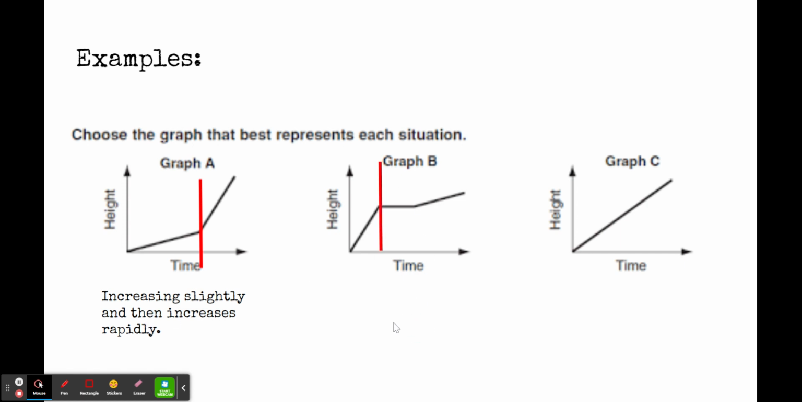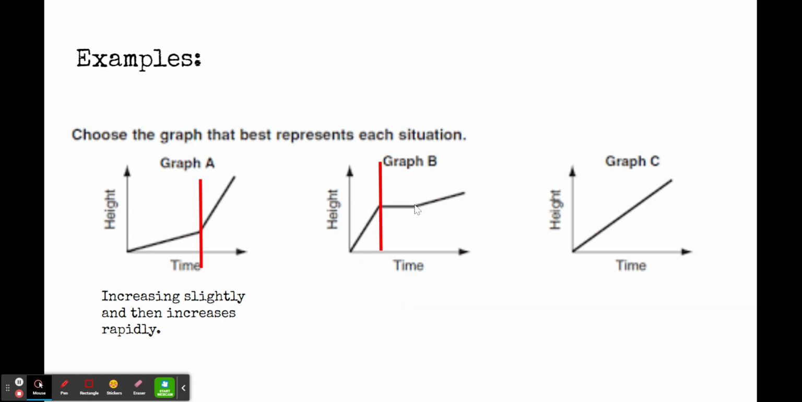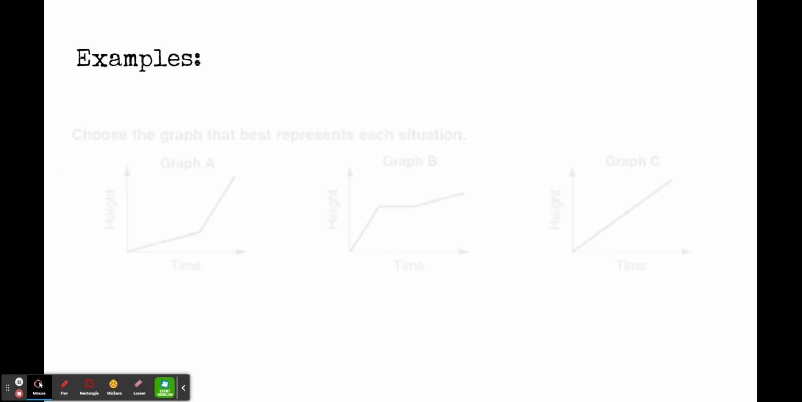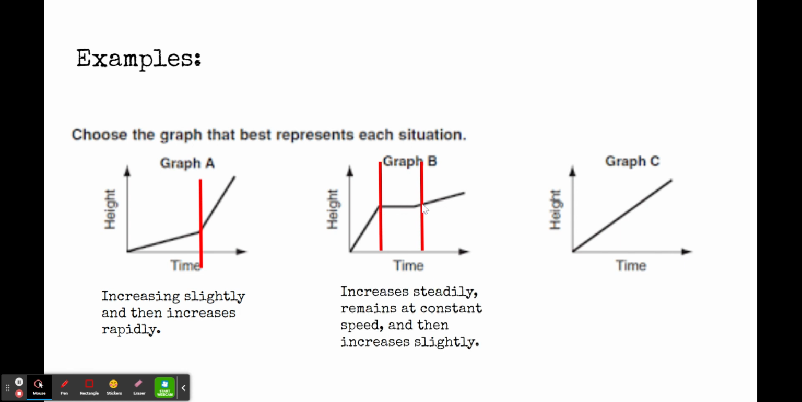For this one, I set up 2 barriers. And for the first part over here, this increases steadily, remains constant. Remember, for a constant speed, it stays the same. It's literally a straight line, a straight horizontal line. So this is constant, remains at constant speed, and then increases slightly. It doesn't go really up like graph A at the end. It just goes up just a teeny tiny bit.